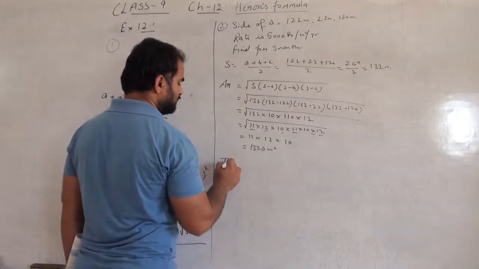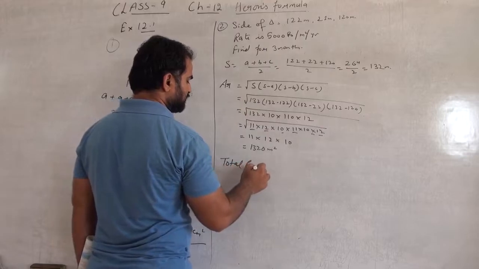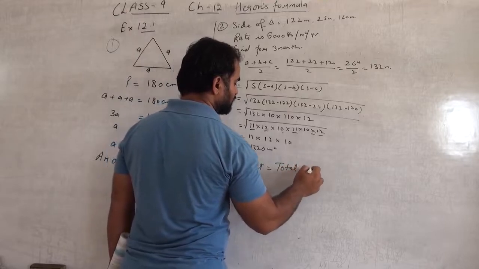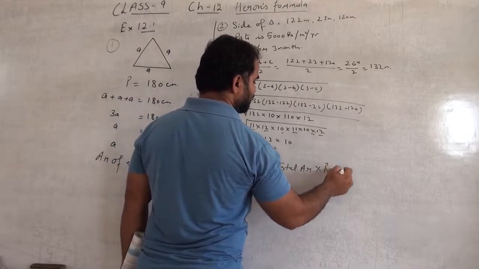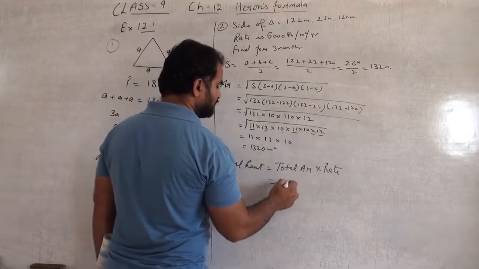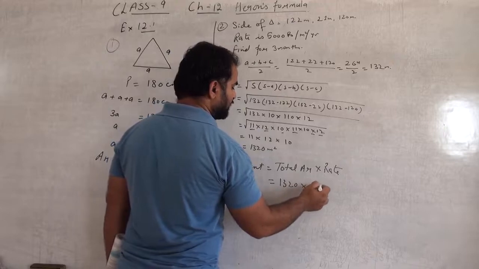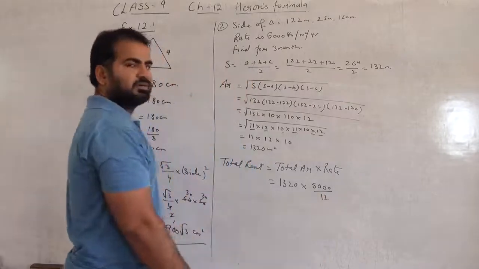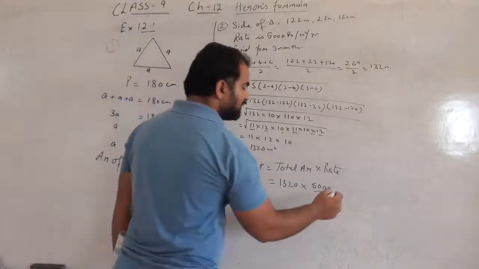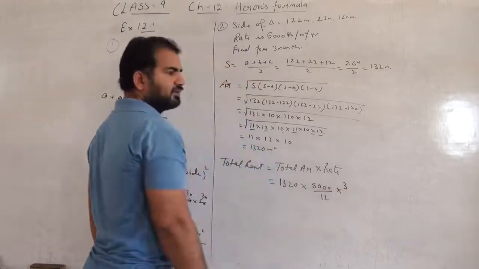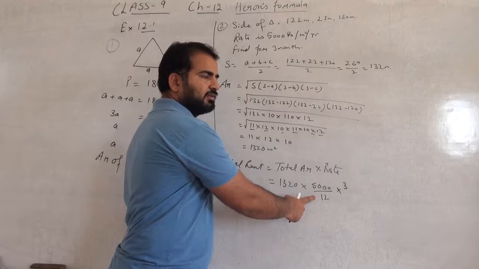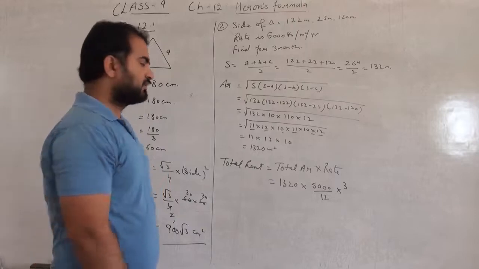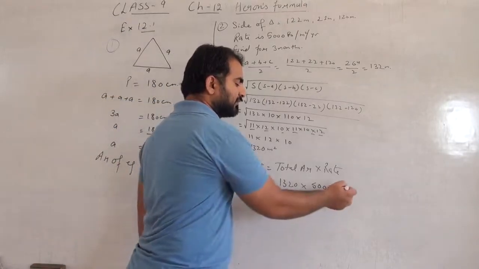So total rent equals total area multiplied by rate, equals total area 1320, and the rate is 5000 per year. What we want is the rent for months. So how many months? We want it for 3 months, then we will multiply it by 3. By dividing 5,000 by 12, we convert the rent into months. For 3 months, we have to multiply it by 3.